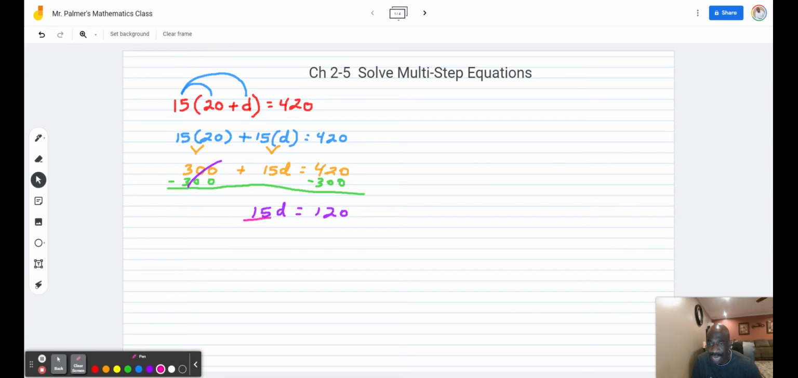All right. Now, what is my last step? We're going to divide both sides by 15. They will cancel, and then d equals 8. That means if I put right in this spot here an 8, 20 plus 8 is 28. 28 times 15, 420. All right. And that is the way that goes. All right, let's look at another one.